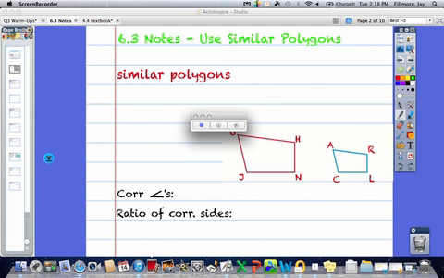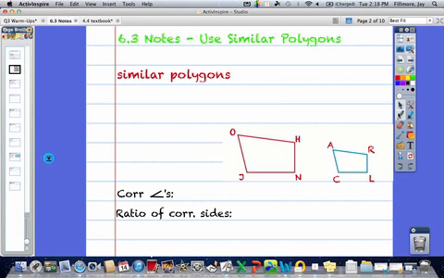Hello, ladies and gentlemen. Today we are talking about section 6.3, using similar polygons. We've done a lot of review of ratios and proportions, and now we're really going to see where those come into play in geometry. This whole chapter is about similar figures. We'll talk a lot about triangles, but in general, say similar figures or similar polygons.